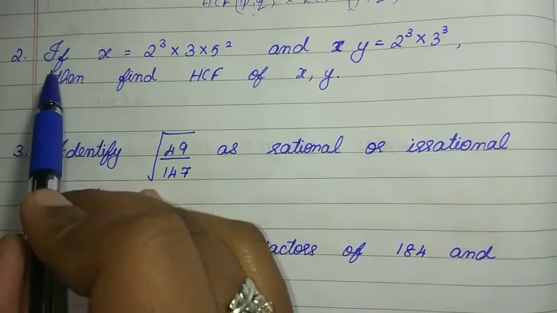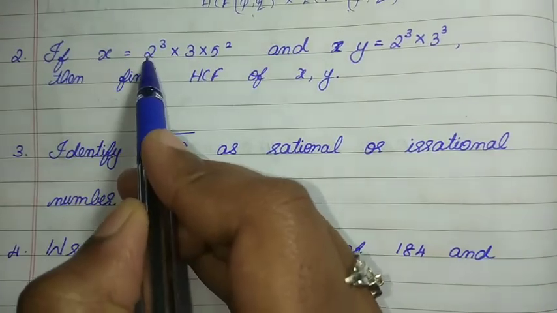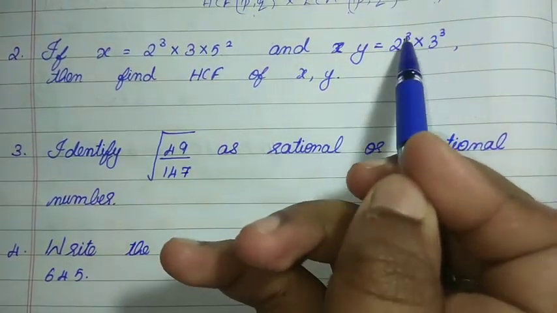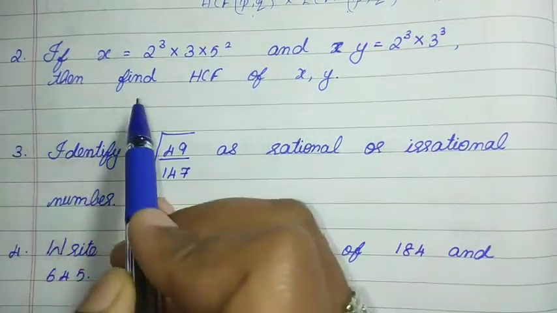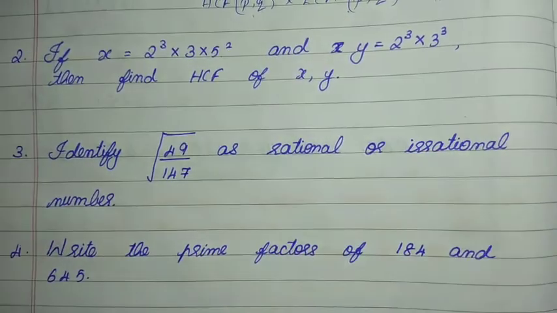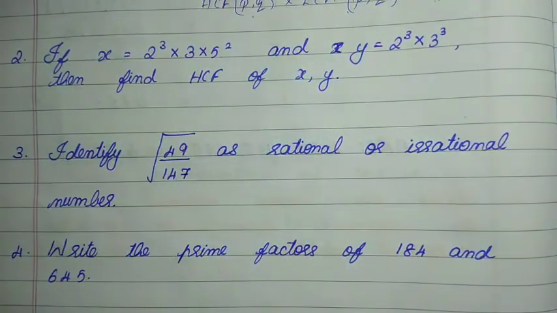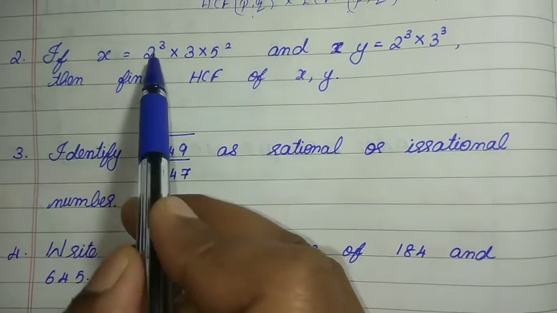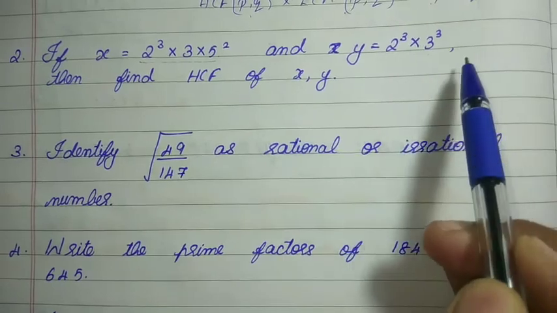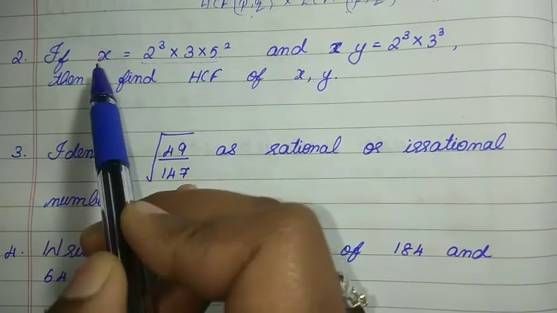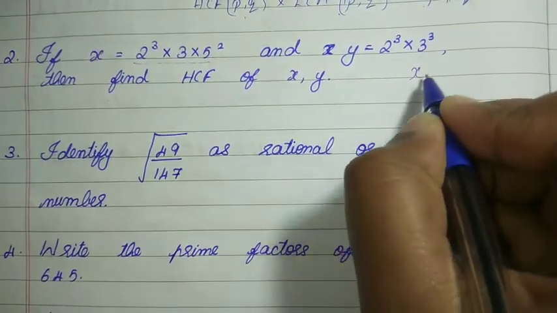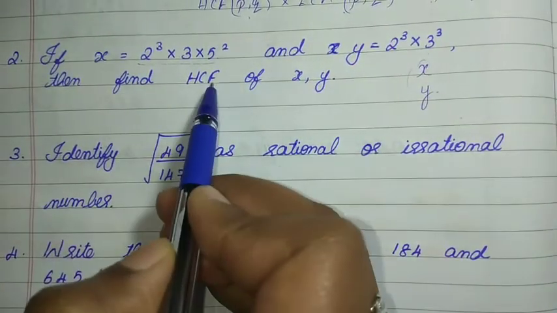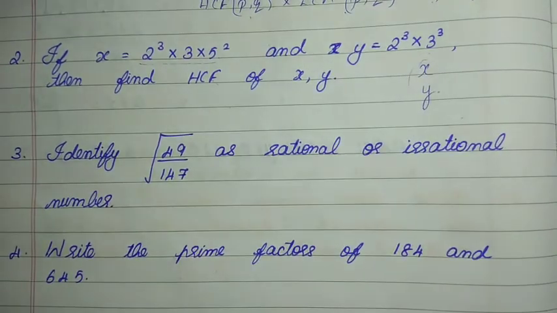So now question 2. If x is equal to 2 cube into 3 into 5 square and y is equal to 2 cube into 3 cube, then find the HCF of x and y. So here, instead of giving a number and asking you to do prime factorization and then HCF, the prime factorization is directly given. The number itself is not given. So we will just take the numbers as x and y. Let this be some numbers x and y. For HCF we look at the common numbers with least power.